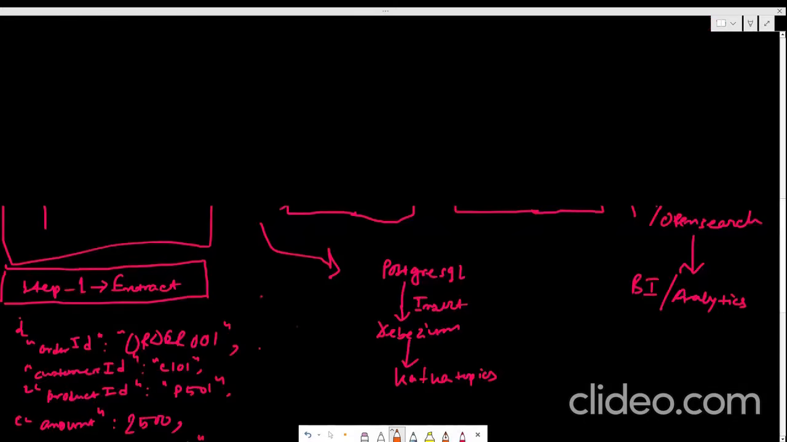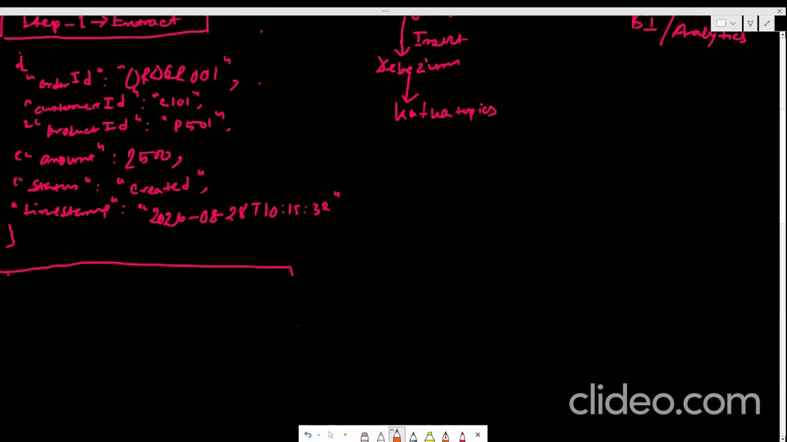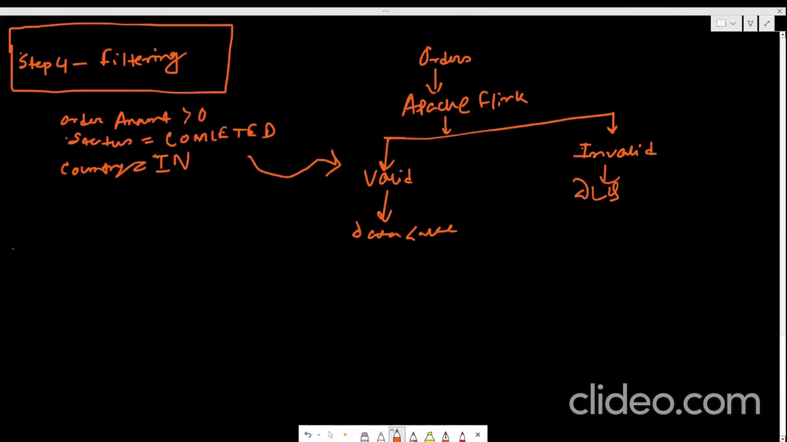I hope whatever we have explained, you have understood it. Invalid records can be sent to the dead letter queue for later investigation. If some change is required, and after the change the process needs to continue, then it will again be sent to Apache Flink, and Flink will filter those again. If it is valid, it will go to the data lake, and if invalid again, it will go to the DLQ. So here we can do the processing like that.